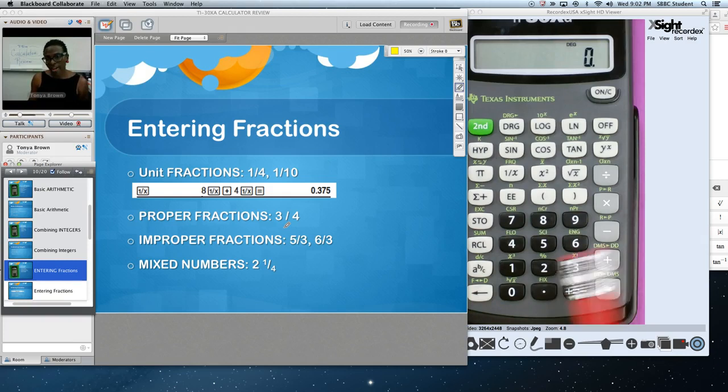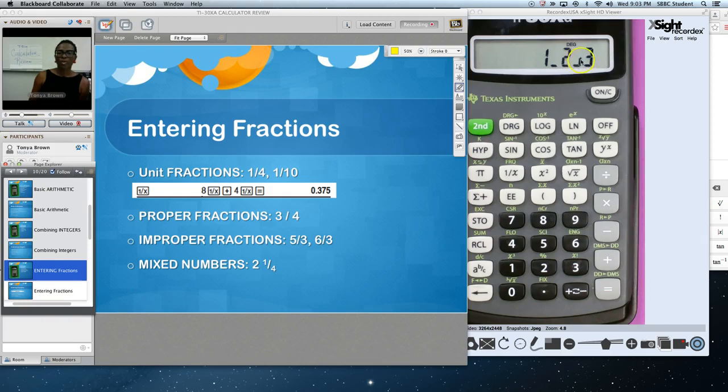If we enter 3/4, we're going to press 3, and then we're going to hit the fraction key, and then we're going to hit 4. And what you see on the screen is 3/4. All right, let's clear that out. Let's enter 5/3. 5, fraction key, 3. Press enter. If I press enter, what happens? What do you see?